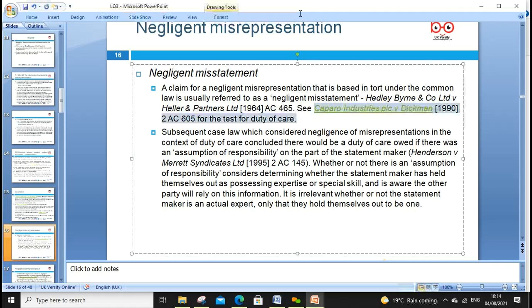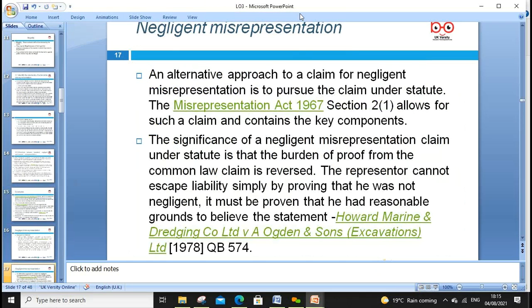This is one other case law we can look at. There are different case laws, so when we write the assignment, we can write what a negligent misstatement is: a claim of negligent misrepresentation, which is based on the tort under the common law, is usually referred to as negligent misrepresentation. That is the case law where we can include some cases.